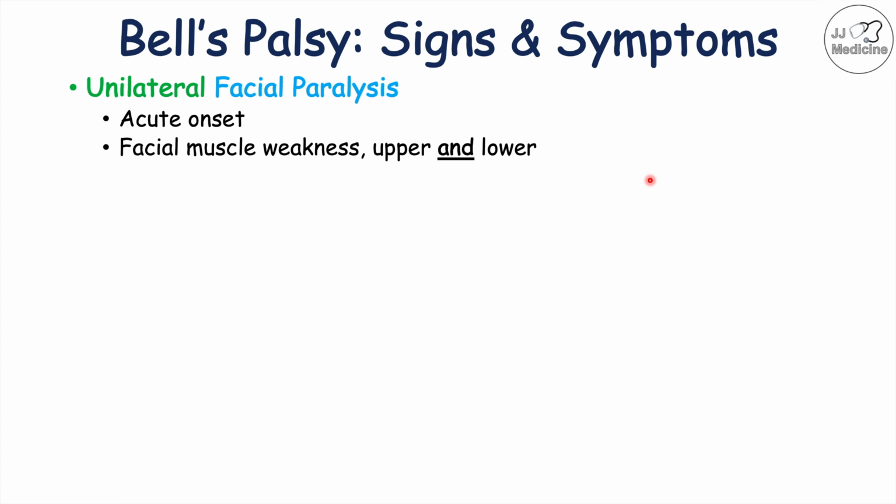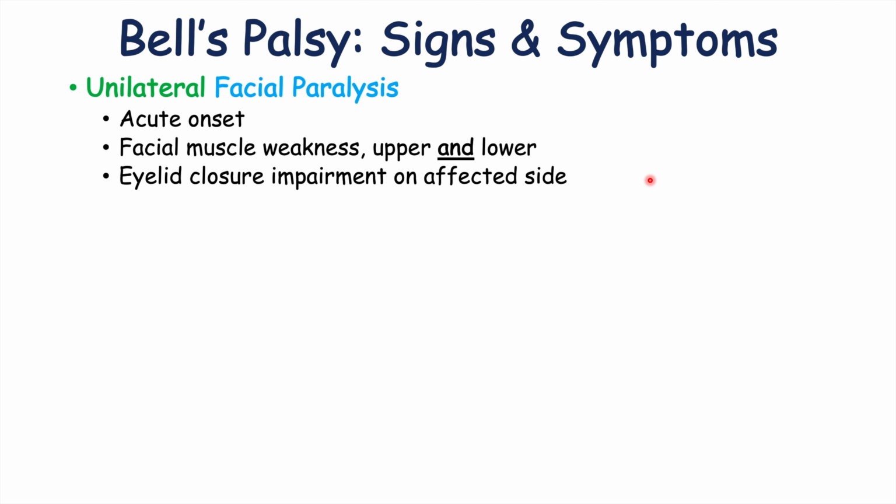If it isn't affected, if it's only the lower face that is affected by this unilateral facial paralysis, that's more likely to occur with a central nervous system lesion or a stroke, for instance. So very important to make note of. The forehead or the upper portion of the face is going to be affected in Bell's palsy.